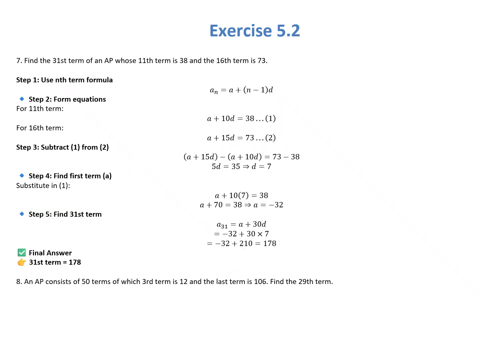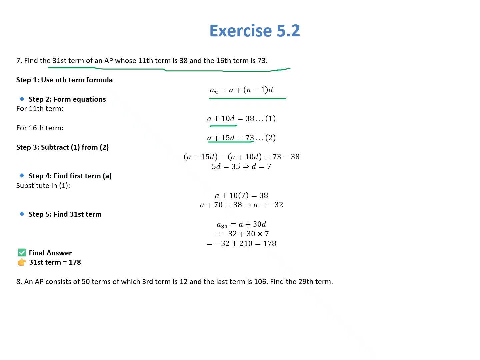Okay, so again we have a question here. Find the 31st term of the AP whose 11th term is 38 and 16th term is 73. So we have to use the formula here: an is equal to a plus (n minus 1)d. So the 11th term is nothing but a plus 10d, because when we put 11 in the n, we'll get 11 minus 1, which is 10. So a plus 10d is equal to 38. And likewise the 16th term is 73.